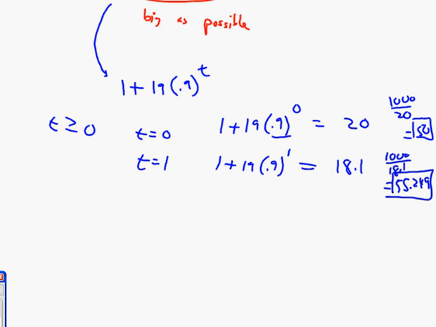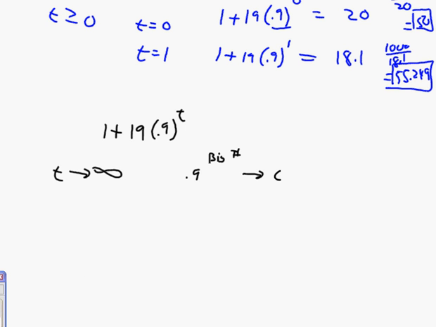The question we need to ask ourselves is this. If we look at this expression, 1 plus 19 times 0.9 to the t, what we're interested in finding out is what happens as t gets really big. So we can write that this way. As t goes to infinity, that just means that t is becoming a very large positive number. What do you know about 0.9 to a big number power? And this is a popular SAT idea. Yeah, this actually ends up getting very close to 0.